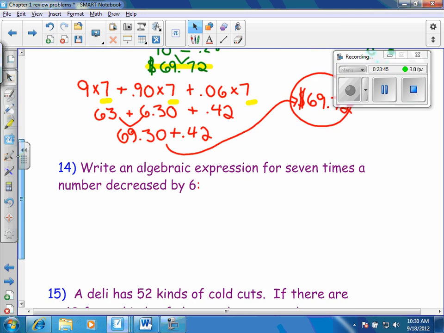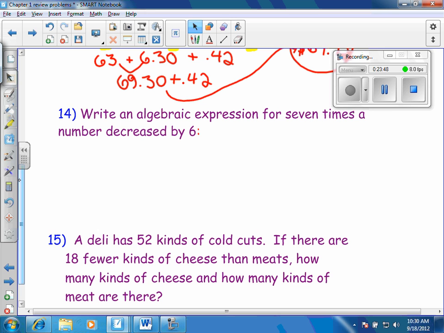Okay, so we'll continue with problem 14. Problem 14 is asking you to write an algebraic expression. So you're going to have a variable in your problem. And that variable, you can use the letter N for number, or you could use X if you prefer that. So you're doing 7 times a number. That's 7 times a number like that. You could put 7 dot N if that makes it a little bit easier for them to understand.